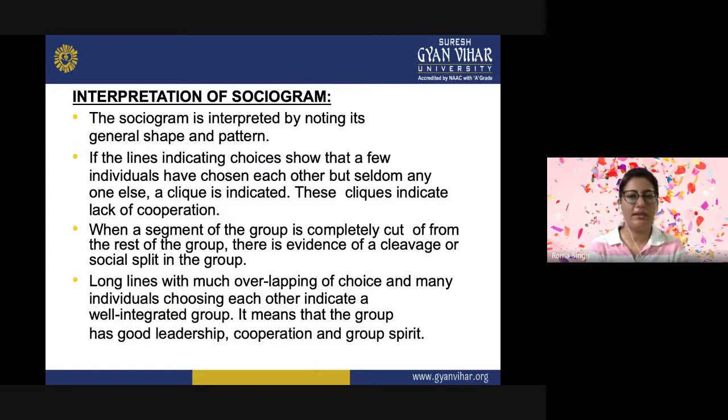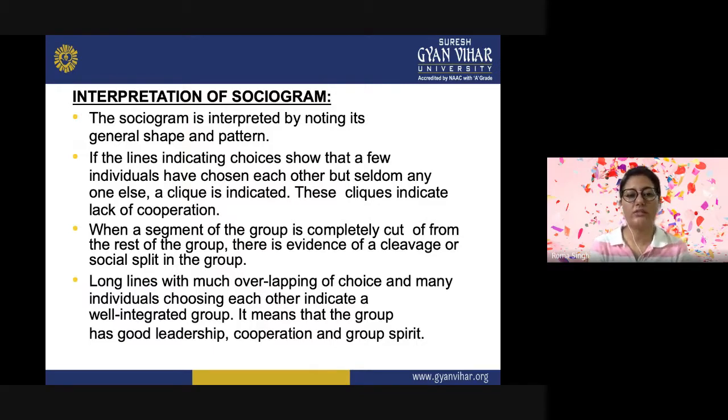Now, after you have prepared a sociogram, you have to interpret it also. The sociogram is interpreted by noting its general shape and pattern. If the lines indicating choices show that a few individuals have chosen each other, but seldom anyone else, a clique is indicated, and these cliques indicate lack of cooperation. If there are no groups with more than 3 members, that means there is a lack of cooperation in the group. When a segment of the group is completely cut off from the rest of the group, there is evidence of a social split in the group, and this is a warning for the teachers.